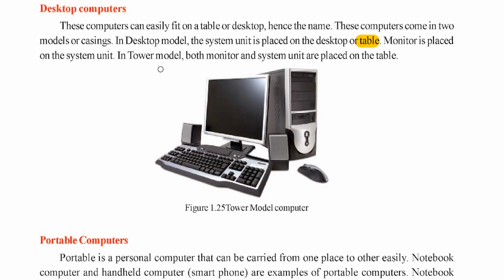In a tower model, both the monitor and the system are placed on the table. One method is you can place the monitor and the processor in different places, but in a tower model, both are placed on a table. There's not much difference, but it depends on the way you place the monitor and the processor, that is the CPU, in this complete case. That is what we call a desktop. This is a normal tower model, and we can also use a desktop or table, what we are normally using. So let us learn about different types of portable computers.